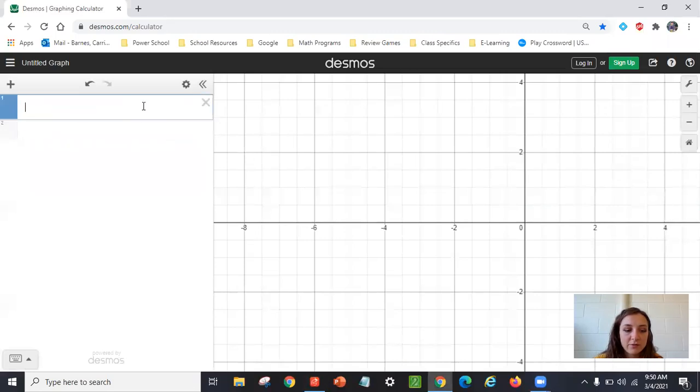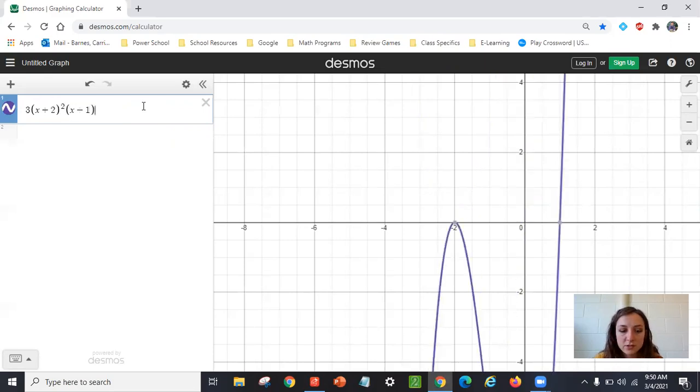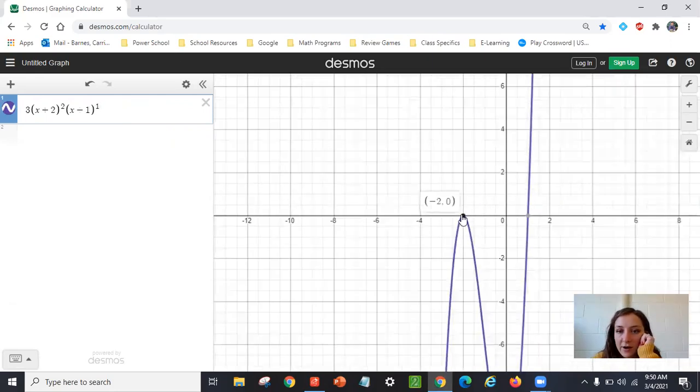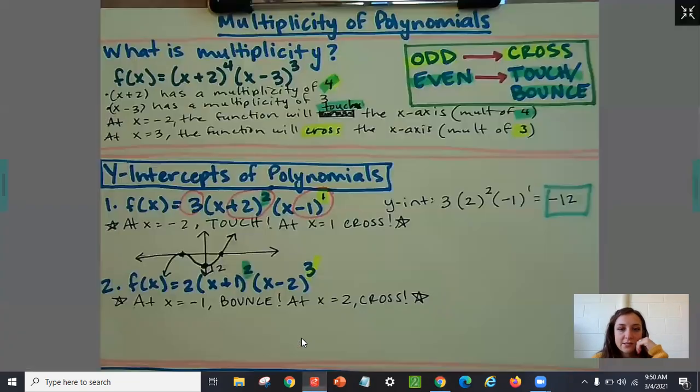Okay, so let's go see in Desmos and see if this matches up with our graph. So we have 3 times x plus 2 squared times x minus 1 to the first. Okay, and we can see that this does match our graph. It's touching at -2, it's crossing at 1, and then all the way down at -12 is where the y-intercept is. So this does match up with our features. Okay, so let's go try the second one now. We're going to look at the y-intercept.